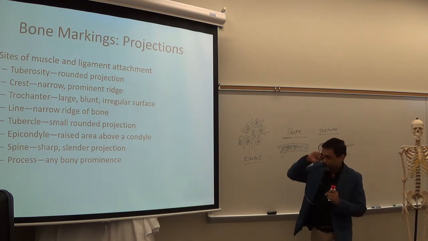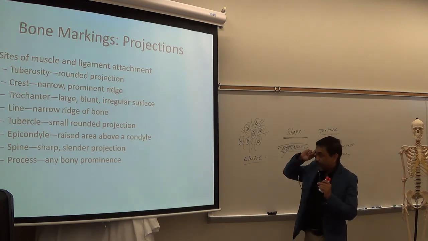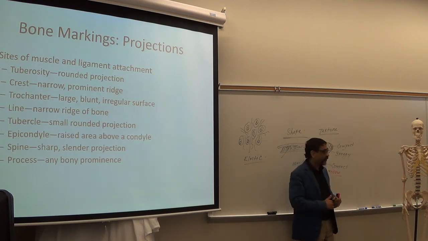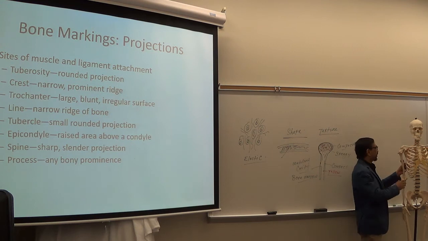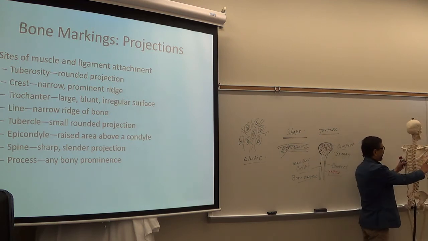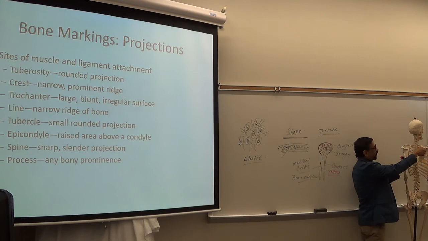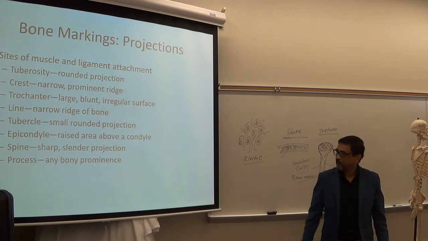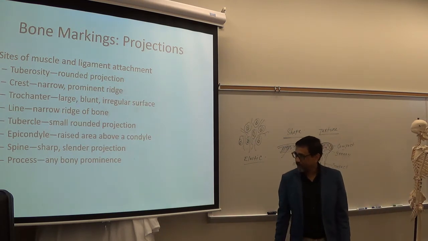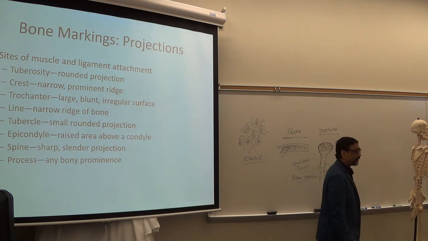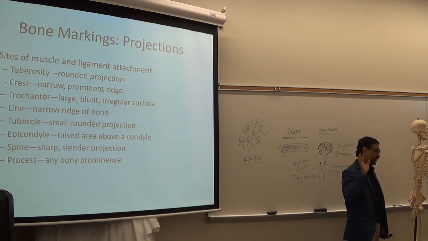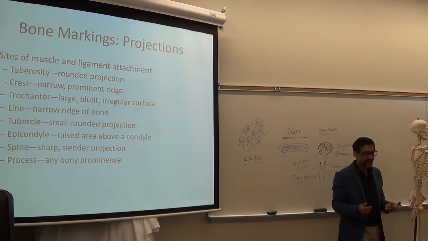So then spine. Spine is a sharp, slender projection. You must remember the spinous process, spine. This is a spine too, the spine of the scapula. So not always does the definition exactly fit the name of the structure, but roughly when we say tubercle, we think of a small round structure. When we say tuberosity, a large round structure. So tubercle is the baby tuberosity.